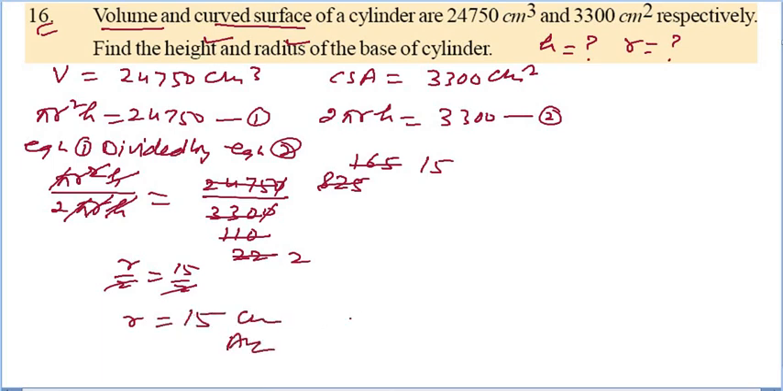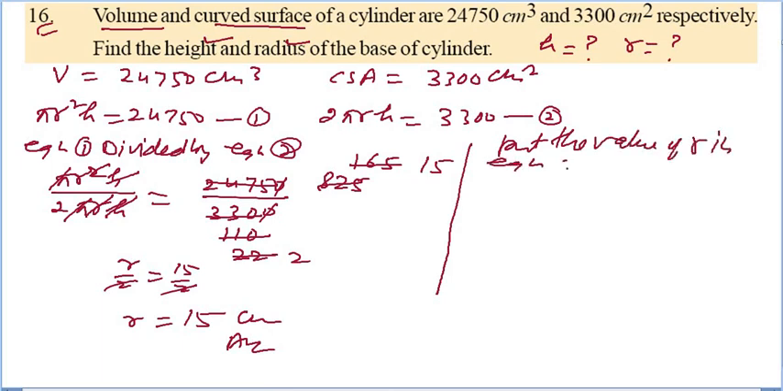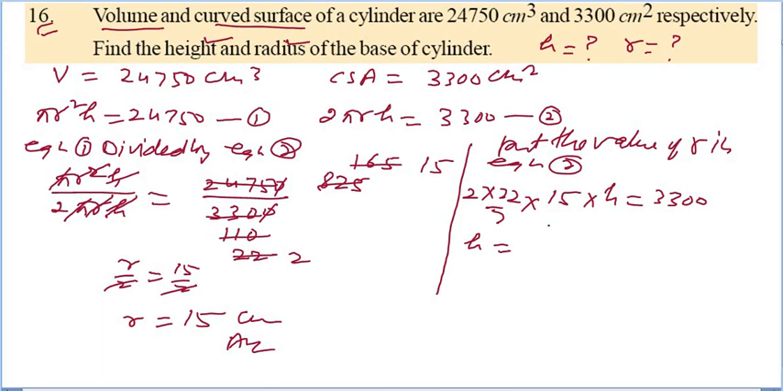So first answer. Now put the value of r in any equation. I want to put the value of r in equation second. 2 into 22 upon 7, r is 15 and we want h. H is equal to 3300. Now how can we find the h? Now come to the h. H will be equal to 3300 into 7 and divided by 2 into 22 and into 15.